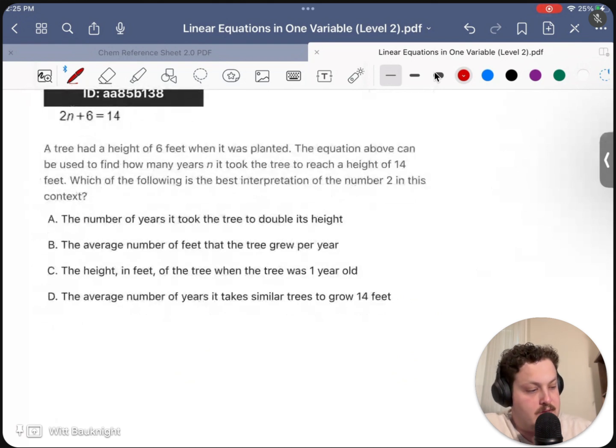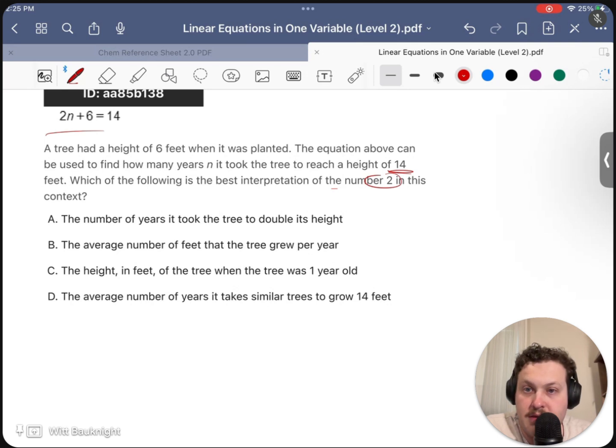So you have this equation. The tree has a height of 6 feet. This equation above can be used to find how many years it took for the tree to reach a height of 14. Which of the following is the best interpretation of the number 2 in this context?